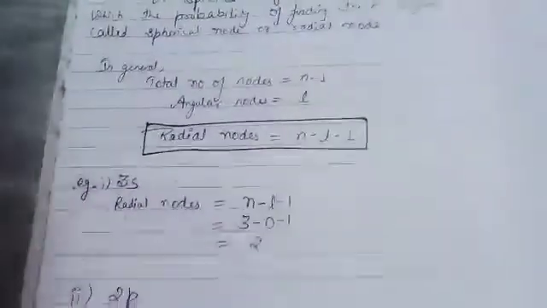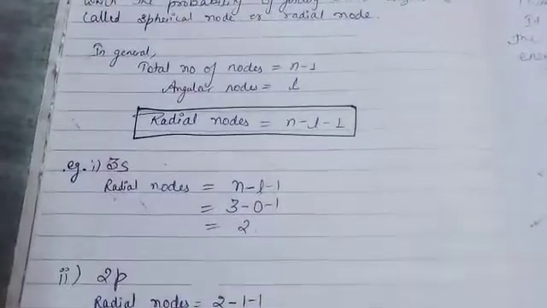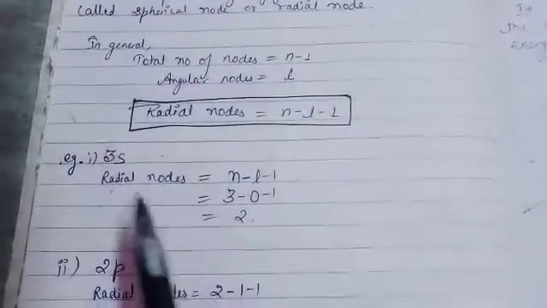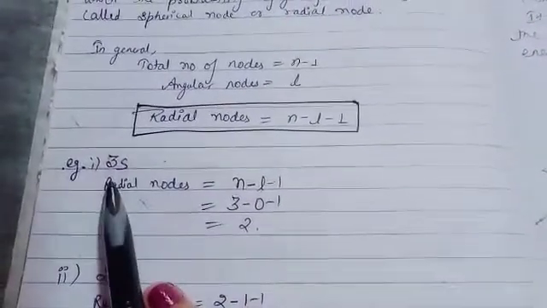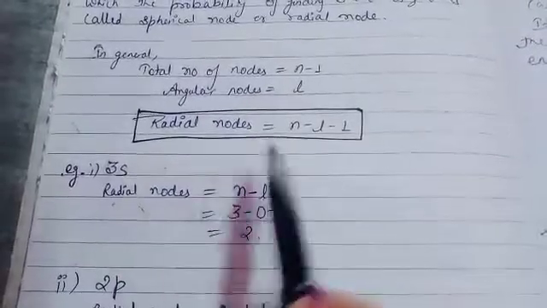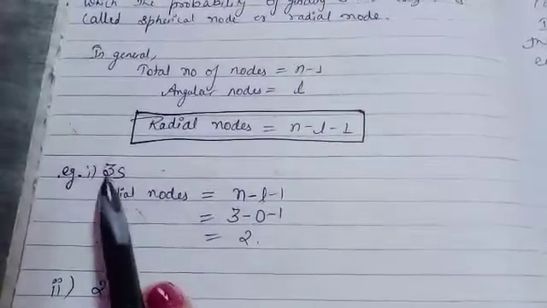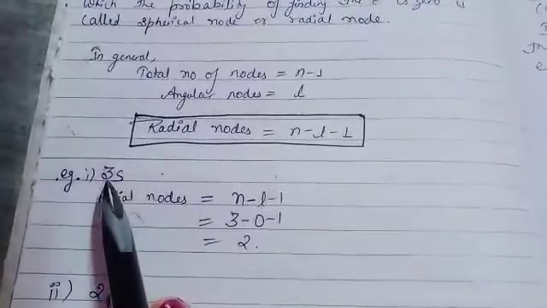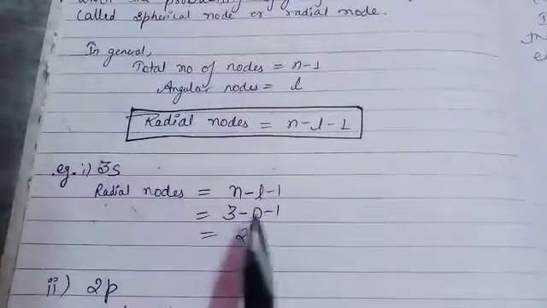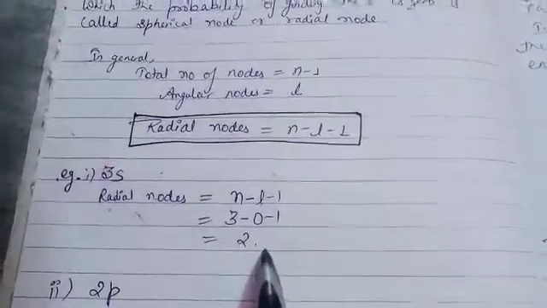Now for example, suppose you have to calculate how many radial nodes, meaning where the probability of finding electrons is 0, are possible in 3s. Just put in the formula n minus l minus 1. n is equal to 3 because this represents the number of the shell, and l is 0 because it is 3s, and for s the value of l is 0. Minus 1. After solving, your answer is 2. So in 3s, 2 radial nodes are there.